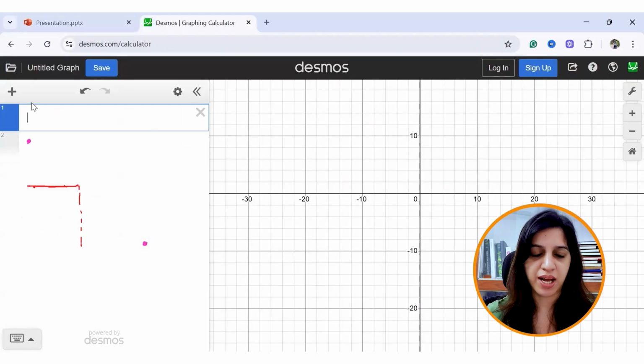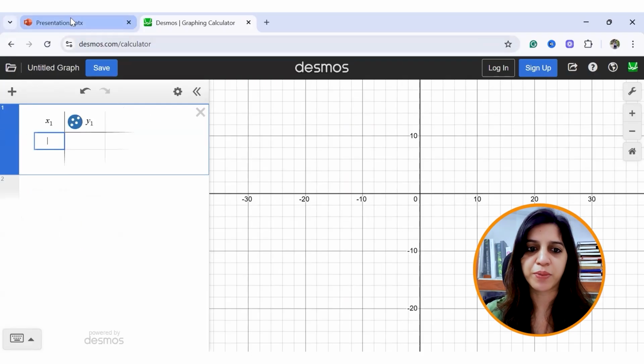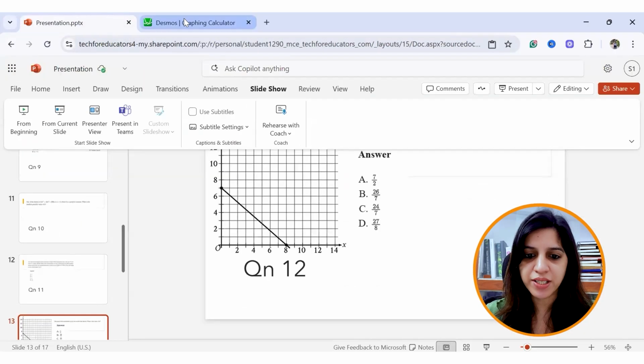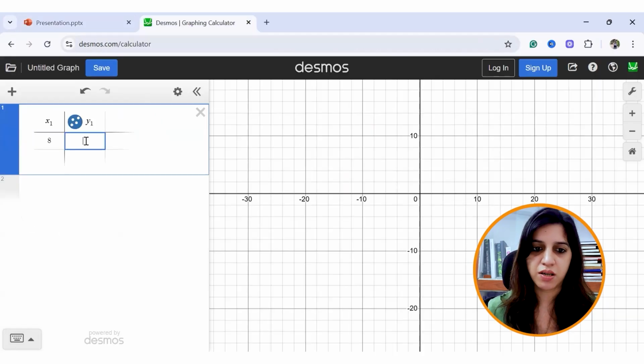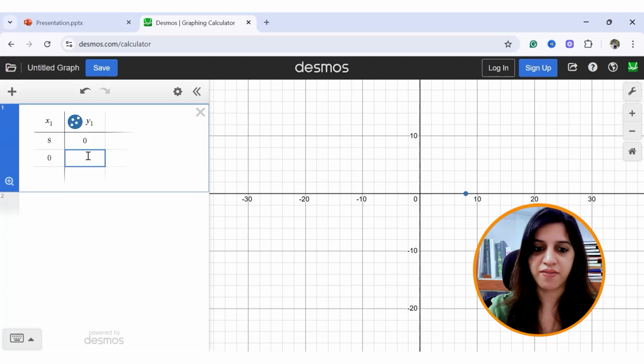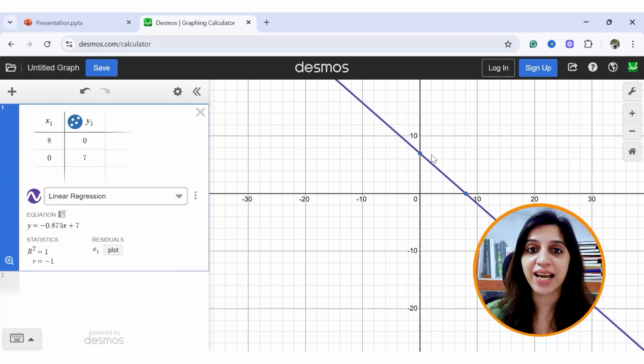Okay, so I go to Desmos. Let me remove the annotation. I put a table. I can simply type a table, or I can also use it from the plus symbol here. I'm going to put the points. The points are 8, 0 and 0, 7. Those are the two intercepts that I have. I'm simply going to do a linear regression. I get the exact same line that they've given us.